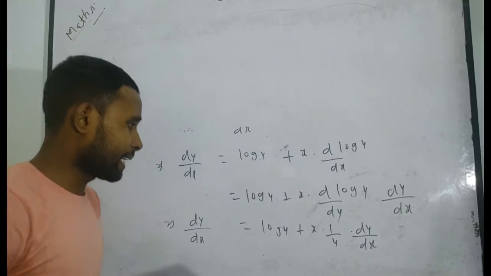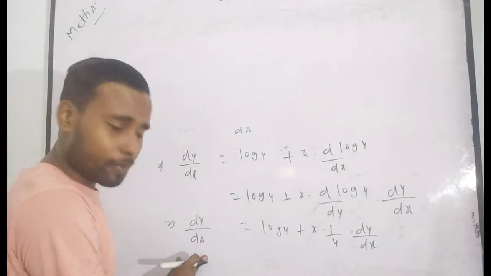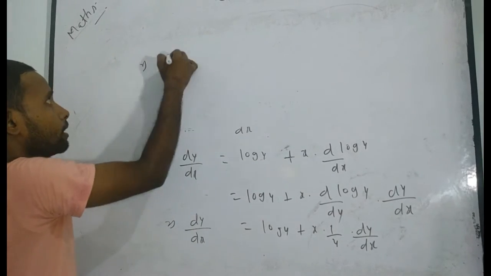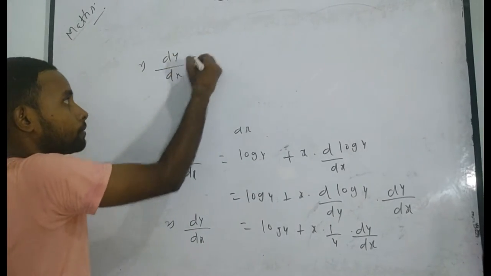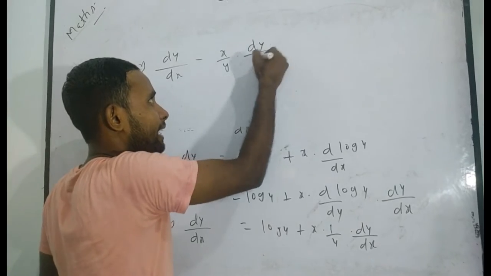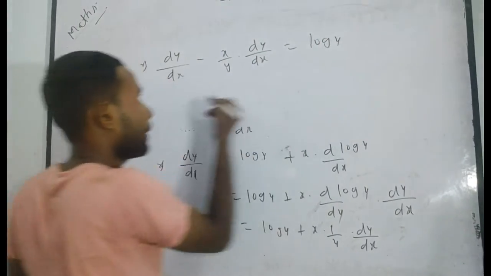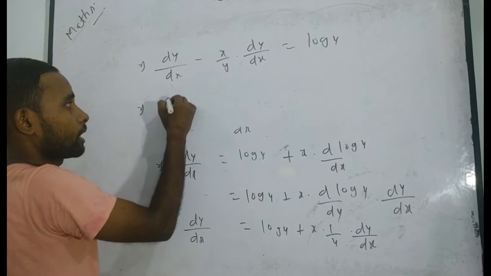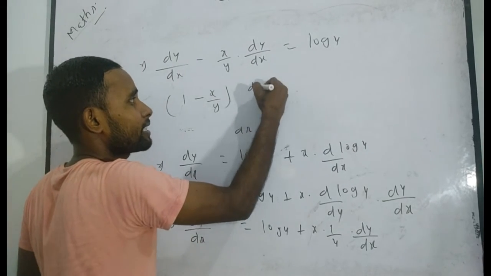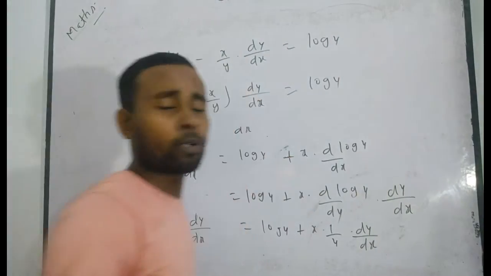Now again take this term out, towards the LHS. If you take this term to the LHS, you will get dy/dx minus x upon y dy/dx, which will be equal to log y. If you take common dy/dx, you will get 1 minus x upon y times dy/dx, which will be equal to log y.